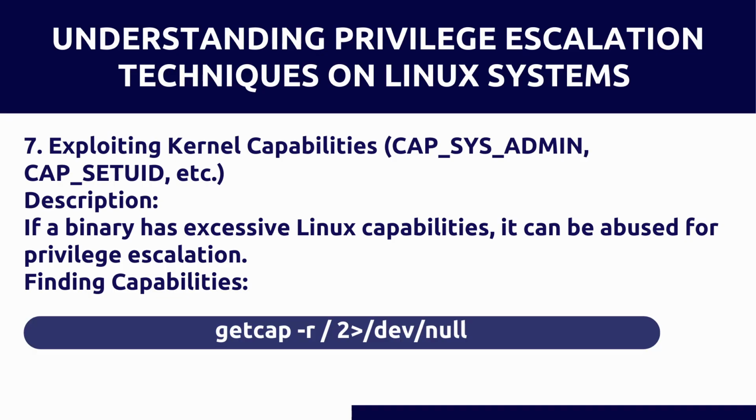Number 7, exploiting kernel capabilities. That's the cap_sys_admin or cap_setuid. Setuid is still the same thing as SUID, which is set user identification. How is this described? If a binary has excessive Linux capabilities, it can be abused for privilege escalation. Now, how do we find capabilities? By writing getcap -r / 2>/dev/null.